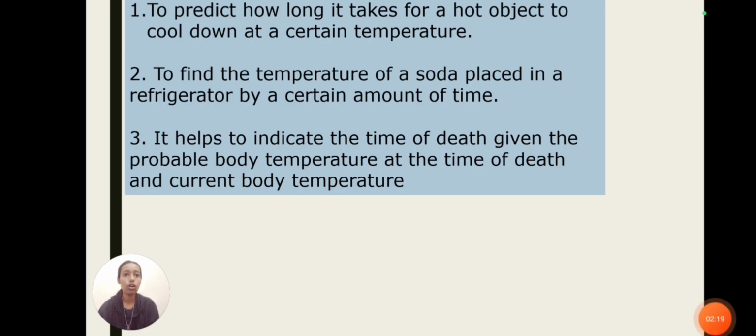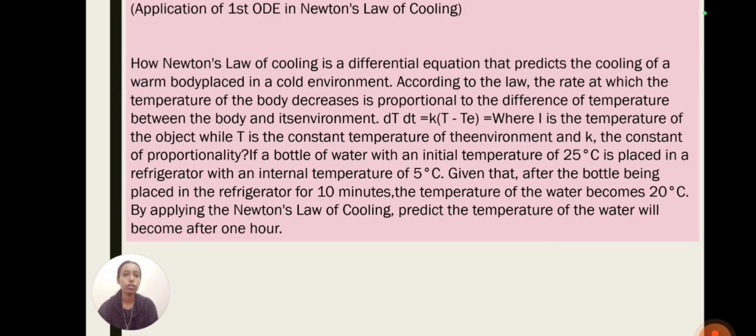To predict how long it takes for a hot object to cool down at a certain temperature. To find the temperature of soda placed in refrigerator for a certain amount of time. It helps to indicate the time of death given by the probable body temperature at the time of death and current body temperature.